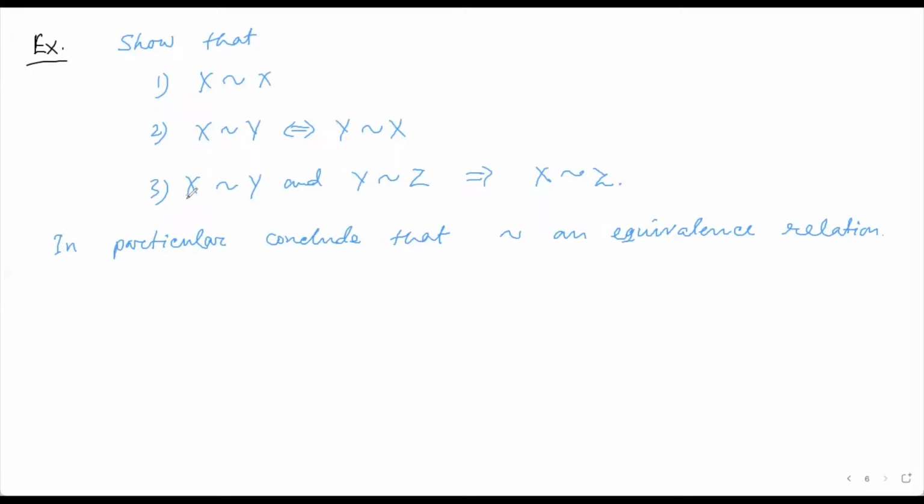Now the third one, x is related to y and y is related to z. That means there exists a bijection from x to y and a bijection from y to z. Now you have to compose these two bijections, and the composition of bijections is again a bijection, which would conclude that x is equivalent to z. Okay, so this is the solution. So write the formal answer of this exercise.